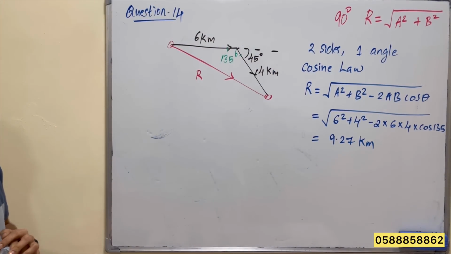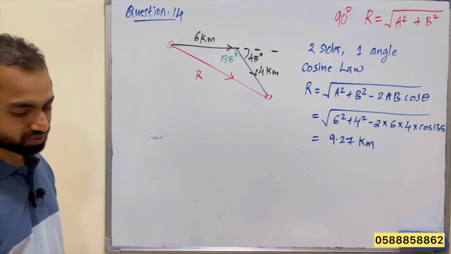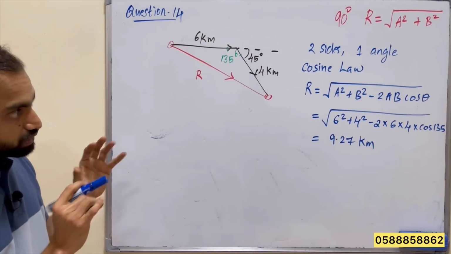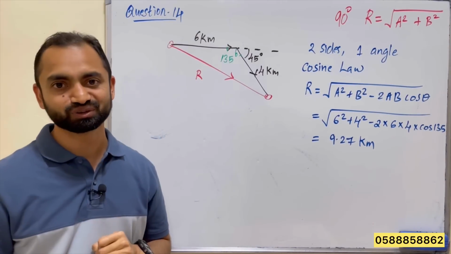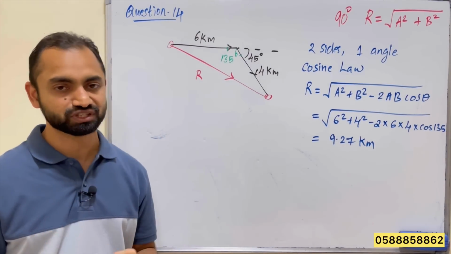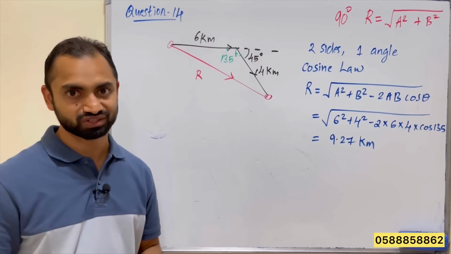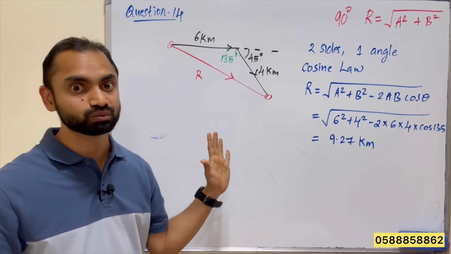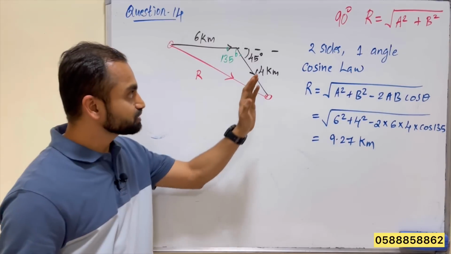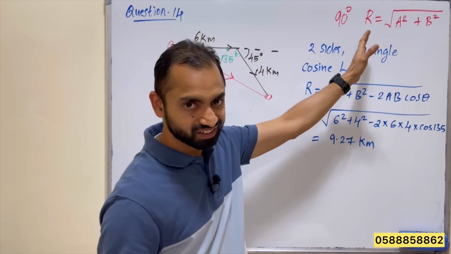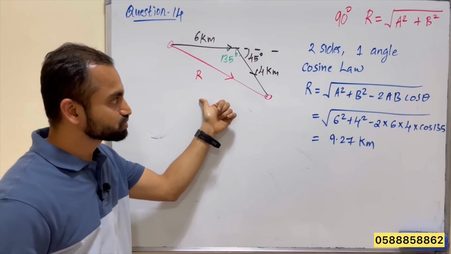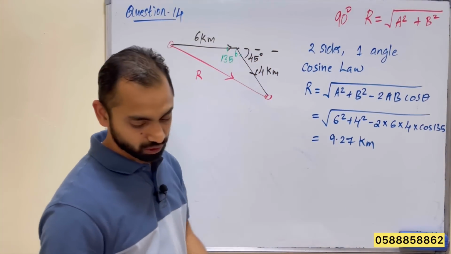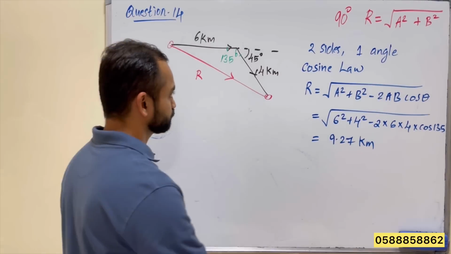So this is the second type of question where you can use the cosine law. Where will you use the cosine law? When the angle between two displacements, or two forces, or any two vectors is not 90 degrees, and you know the values of two sides and one angle, then you will use the cosine law. Then I will give another type of question.